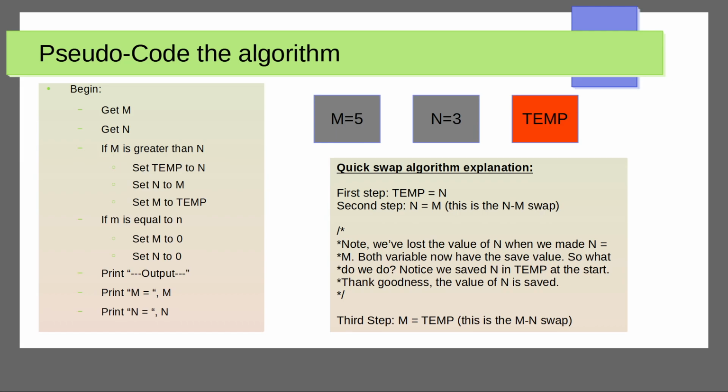But the thing I want you to understand is we use the temp variable to hold the old value of n so we don't lose it. And when we swap them, we maintain our value. So this is like a sub-algorithm in here. Okay? So hopefully you understand why we use pseudocode, how we use pseudocode, and how pseudocode helps us to create algorithms and solve problems. Thank you for watching.